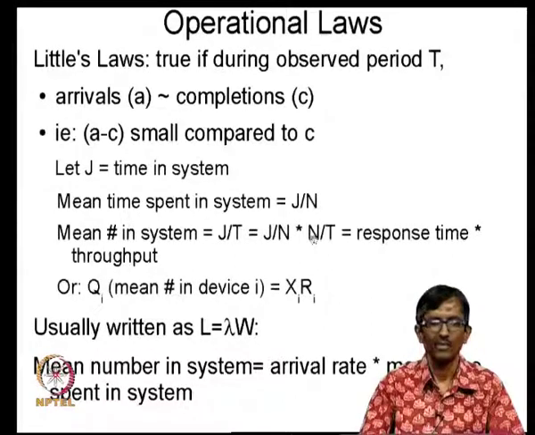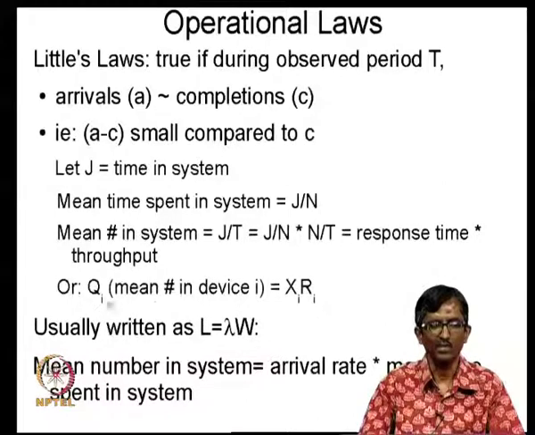Okay. What is n by T? It is the number of jobs divided by time. Now this basically is the throughput. So essentially the mean number in the system is basically response time into throughput. This is an example of an extremely simple analysis that will tell you that under these kinds of conditions, this will be true.